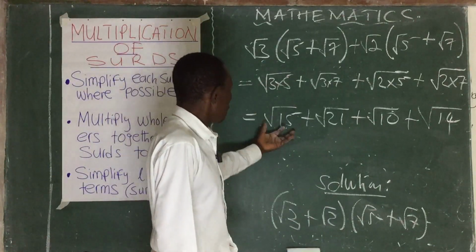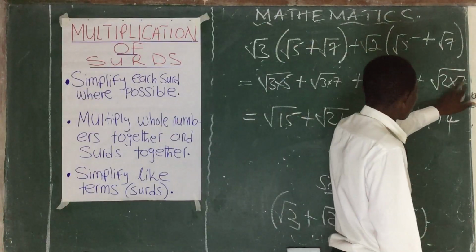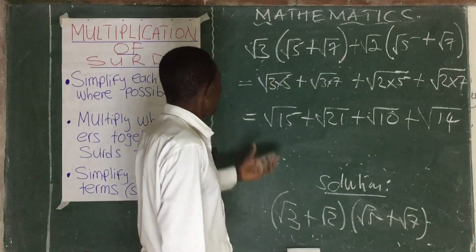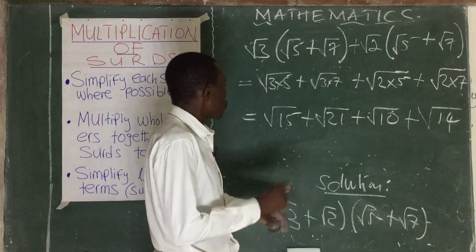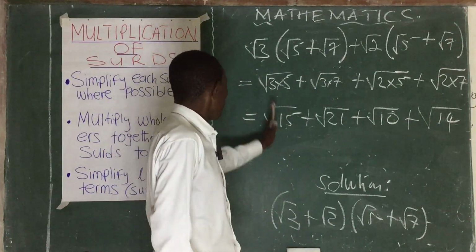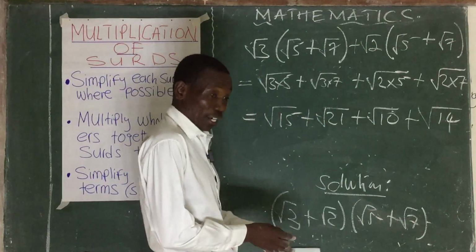You see, such are multiplying by each other. Root of 3 times 5, you get 15. 3 times 7, 21. 2 times 5, you get 10. 2 times 7, you get 14. So if we had some numbers outside here, definitely those numbers outside the root would have also multiplied by themselves. Would have also been indicated as coefficient, but here we don't have. So it means we leave it like that.